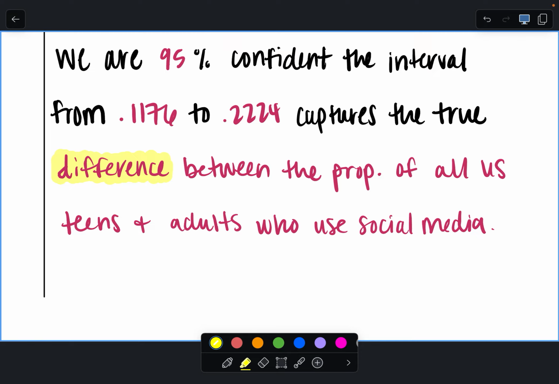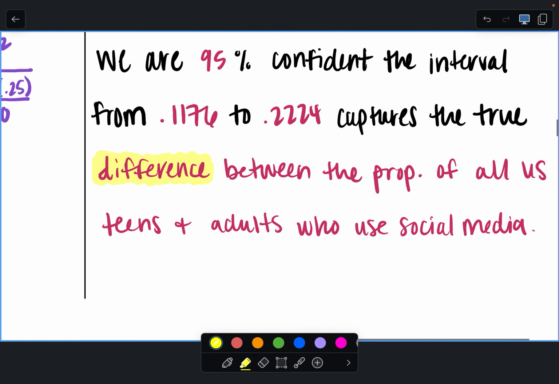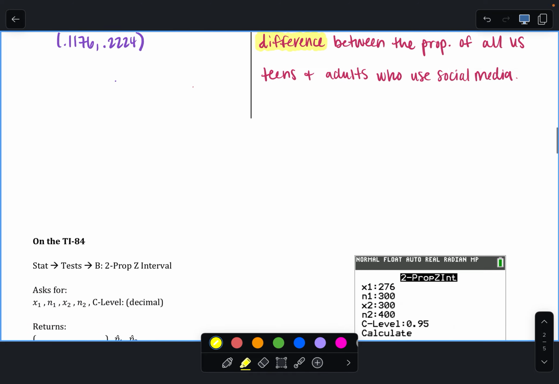Okay, let's jump to the hypothesis test. I'm going to sound like a broken record. It's basically the same thing. You are still doing the same kind of conditions and checks that you would normally do for a one sample. All that's on the bottom of that page we were just on is the steps for the calculator.